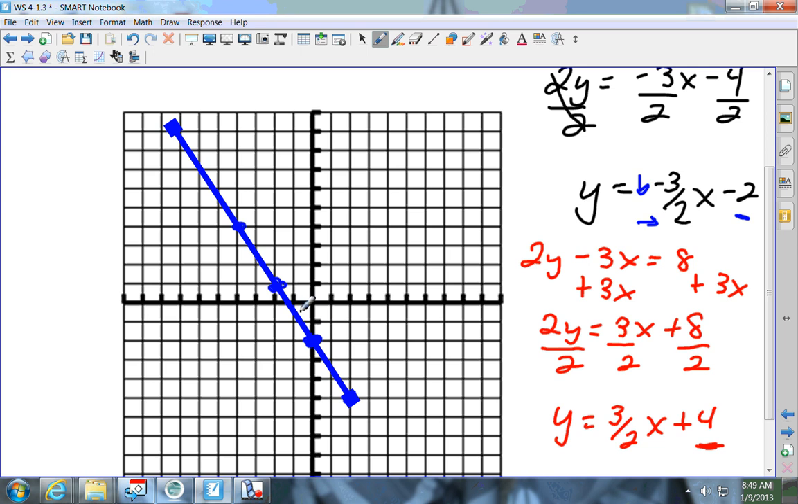Start at +4. 1, 2, 3, 4. Now my slope here is up 3, since it's positive, to the right 2. Up 1, 2, 3 to the right 2. Oh, wait a minute. I need to go backwards. Down 1, 2, 3 to the left 2. I'm going to draw my line to connect my dots.